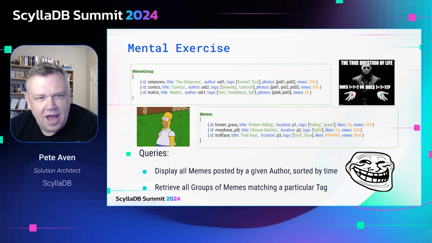But we're coming from the document world of these JSON documents or BSON documents, where we have IDs for the different types of meme groups and tags associated, pointers to photos, maybe on another system or on an S3 bucket somewhere, the views, the likes. We have another group for memes, right? But we have a couple of questions we want to be able to ask.